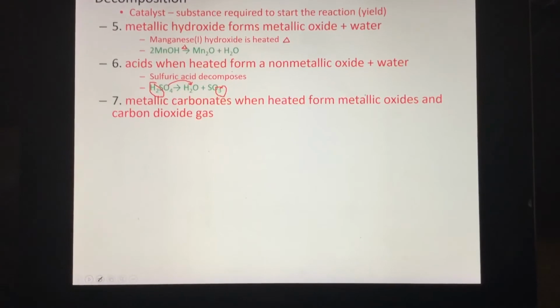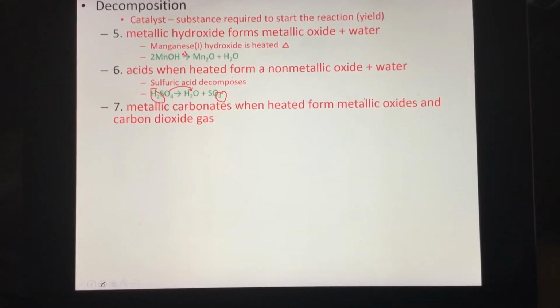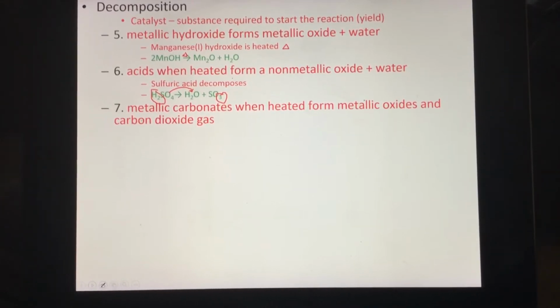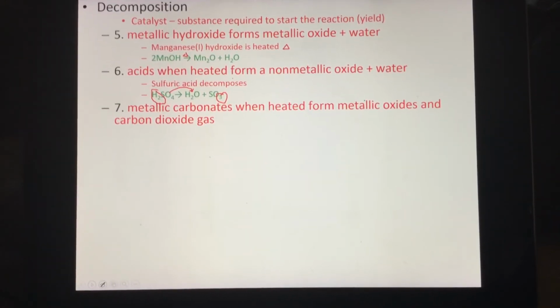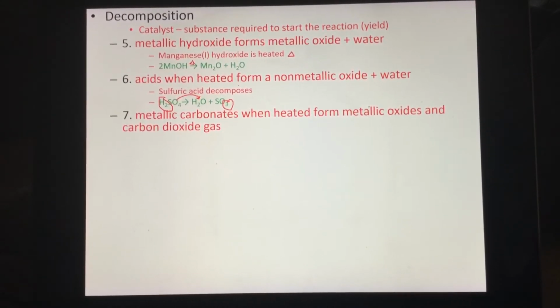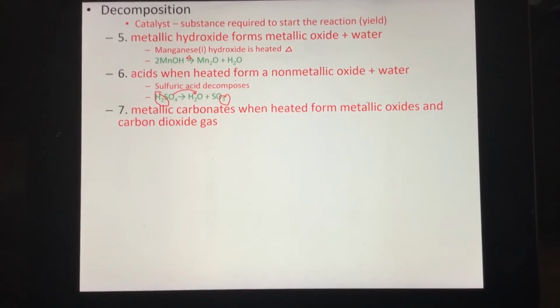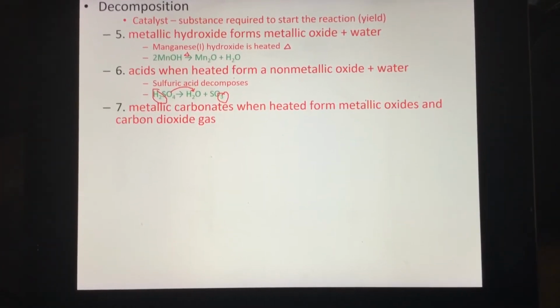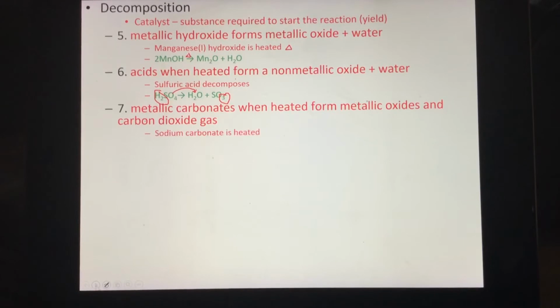Now the next one is a very particular type of compound. It's a metallic carbonate, and so when we heat a metallic carbonate, it's going to form a metallic oxide and carbon dioxide gas. Okay, now we formed a metallic oxide up here with the first decomposition reaction, and so we're also going to form a metallic oxide with this decomposition reaction, but this one is also forming carbon dioxide gas.